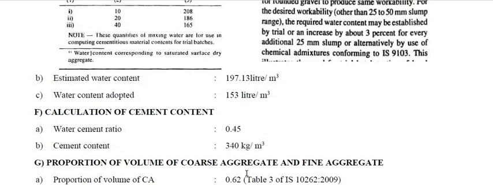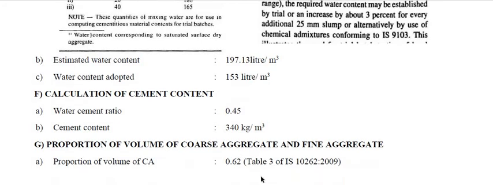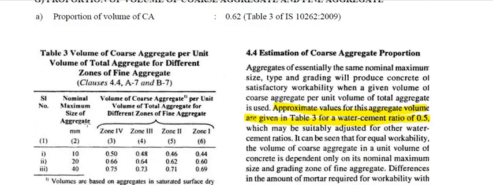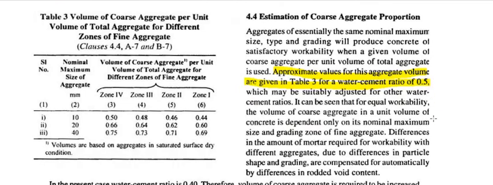Then calculation of cement content. Water cement ratio is 0.45. Cement content for the 153 liters is 340 kg per meter cube. Again, I am proportioning the coarse aggregate and fine aggregate. From Table 3 of IS 10262, for Zone number 2, for 20 mm aggregate, the proportion of volume of coarse aggregate is 0.62. These approximate values given in Table number 3 are only for the water cement ratio of 0.5. We are using here 0.45 water cement ratio.